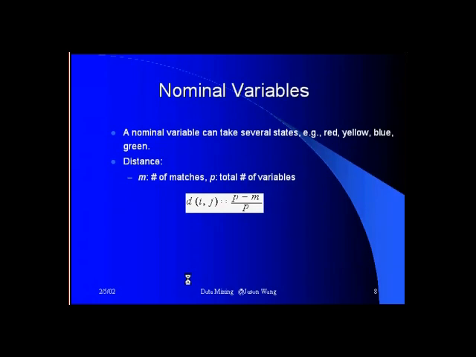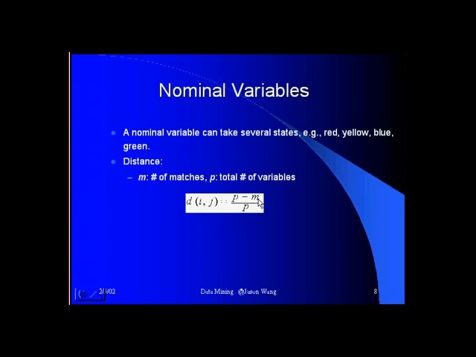Nominal variables. A nominal variable can take several states, for example red, yellow, blue, green, and so on. Suppose you have two data objects, and this data object has 3 nominal variables, and this data object also has the same 3 nominal variables. Then the distance between these two objects can be defined based on this formula. P is the total number of variables. In my example, it is 3, so 3 is the denominator. M is the number of matches.